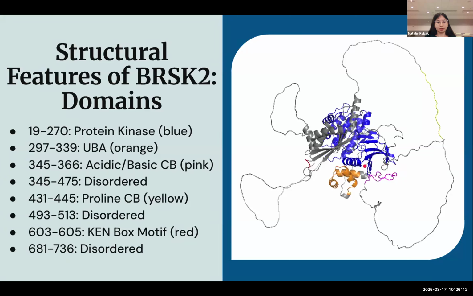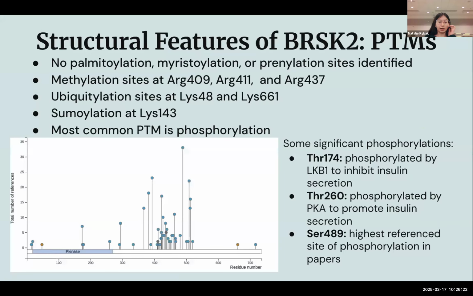This one here is acid-base compositional bias, and then up here in yellow, there is a proline compositional bias. And then of course, there are a lot of disordered regions in this protein as well. Post-translational modifications, there seems to be some methylation in the middle here. Again, as you can see, most of these are not very well researched.